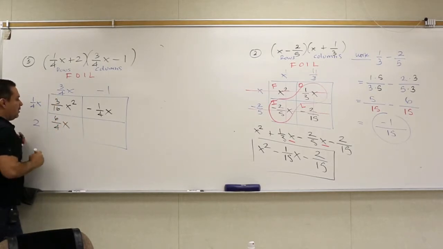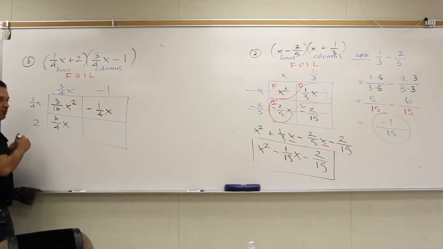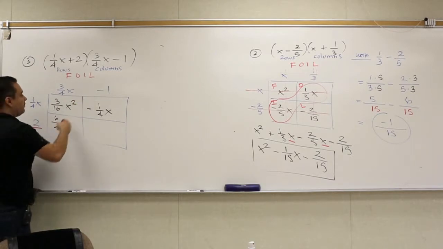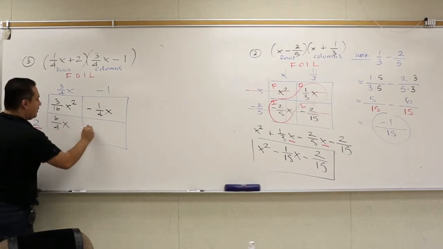Is that true? We'll just write it down, because this 2, remember, we can think of as 2 over what? 1. Doesn't matter. 2 is really multiplied just to the numerator. 2 times 3 is 6. And then 2 times negative 1 is? Okay.